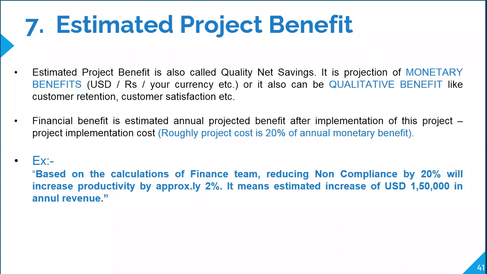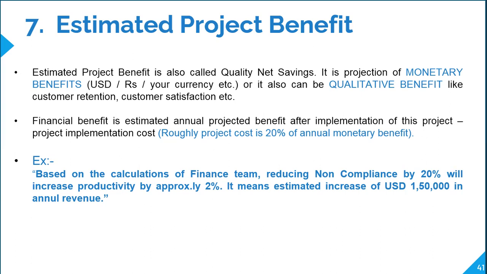Right, seventh element, estimated project benefit. So this is the last element of the project charter. Estimated project benefit is also called quality net savings, QNS. It is a projection of monetary benefits, either in USD or INR, Indian rupees, of course, that's for India, and in your own country's currency as well. Or it can also be a qualitative benefit like customer retention, customer satisfaction.